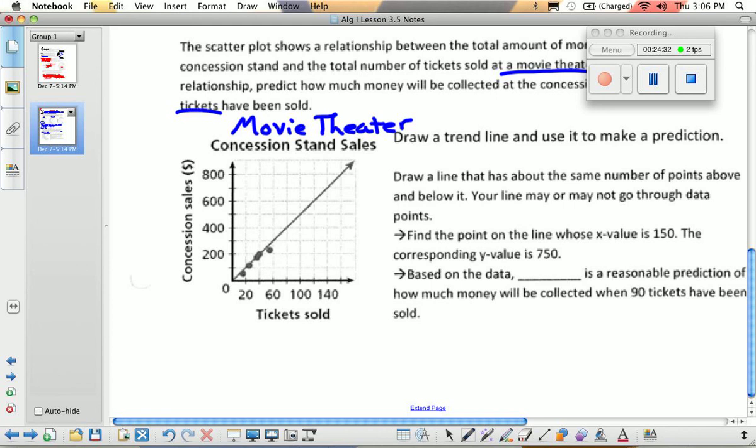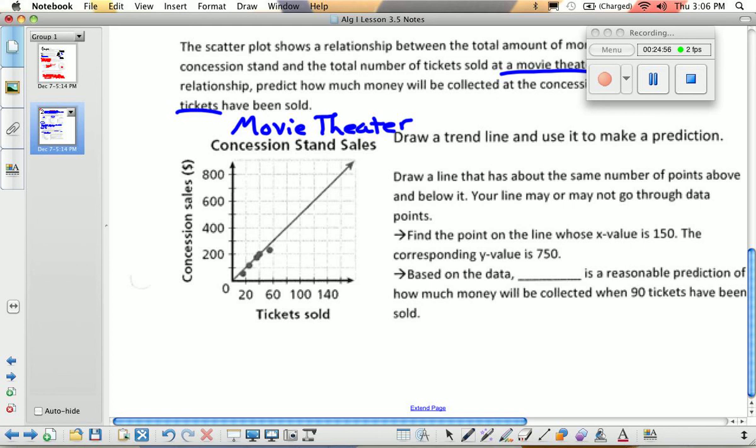So when you draw your trend line, you get better at it the more you do it. Your line may or may not go through the points. It might go through some of them. It might not go through any of them. It might go through all of them. It does not have to go through any or all of them, okay? A trend line goes through the middle of the points, what you think looks like about the middle of them.